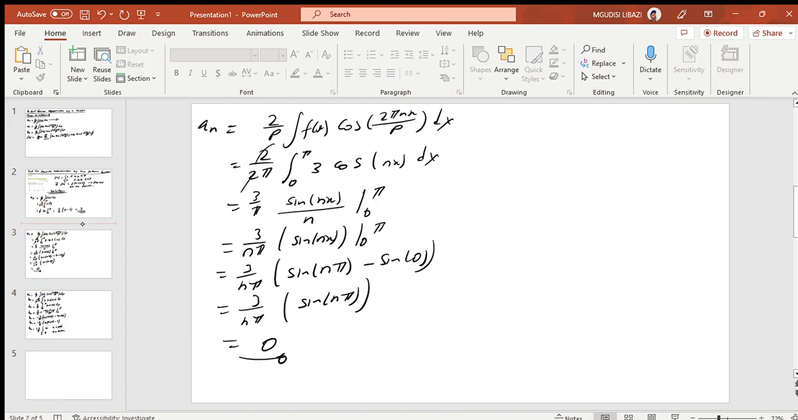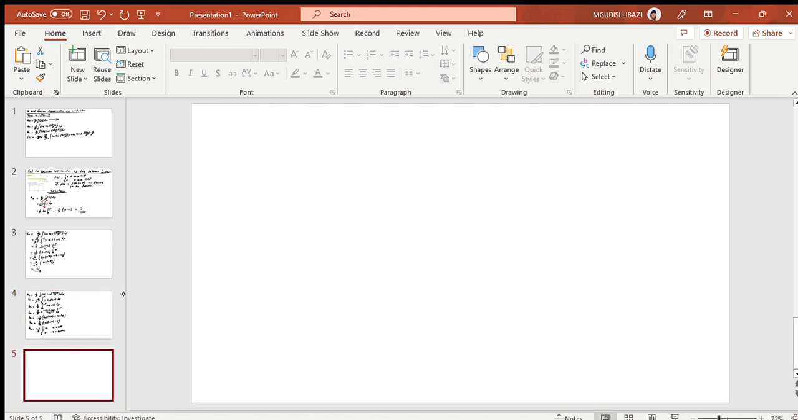Actually we are done, it is a0, an and bn. So now we're writing the formula for the approximation f of x. Now f of x will be a0 divided by 2 plus the sum from n is equal to 1 to infinity.